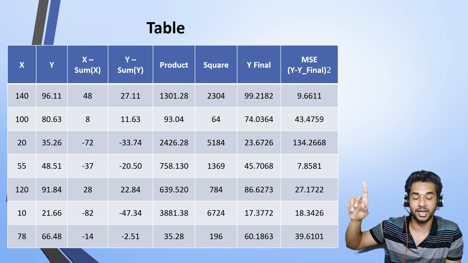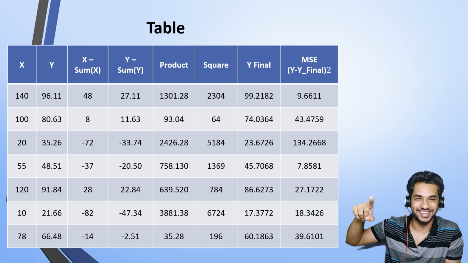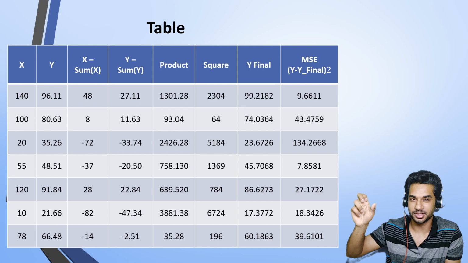Then we have the MSE, that means the mean square error. We saw that last time. I know you remember that. So we saw mean square error. Now what is that? That is y minus y bar whole square.